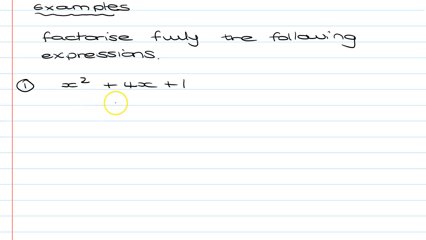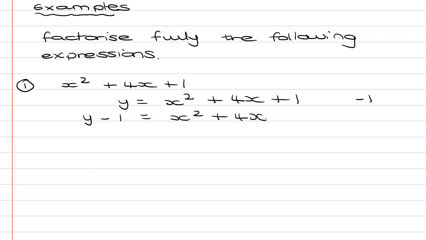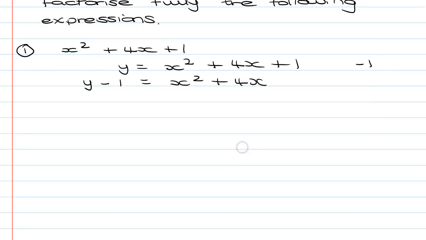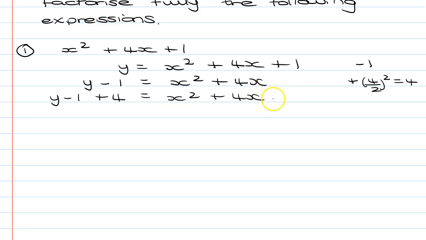And remember, when we completed the square, I usually make it y equals and treat it as an equation. So it's y equals x squared plus 4x plus 1. And I'm going to begin by subtracting 1 from both sides. So y minus 1 equals x squared plus 4x. Now the right hand side, I can make a perfect square by adding half the coefficient of 4, squared. So I will be adding 4 over 2 squared, half of that, which is 2 squared, which is 4. So we're adding 4 to both sides. So y minus 1 add the 4 equals x squared plus 4x plus 4.